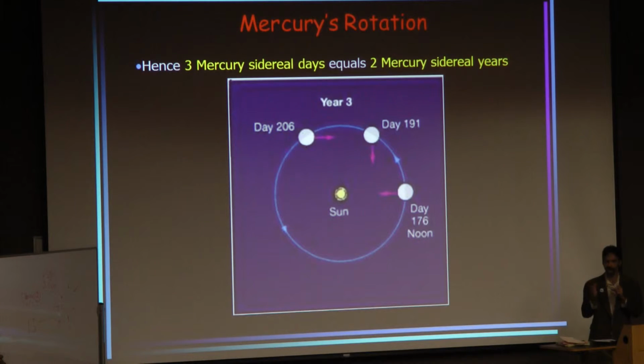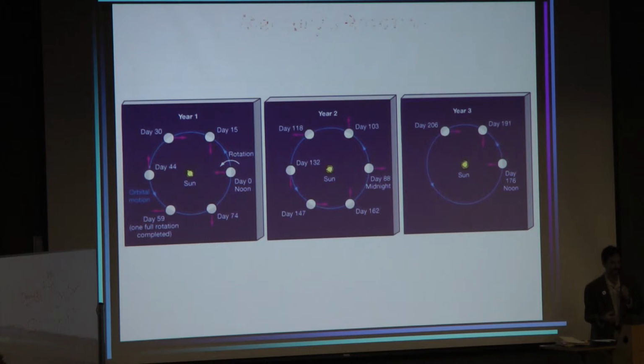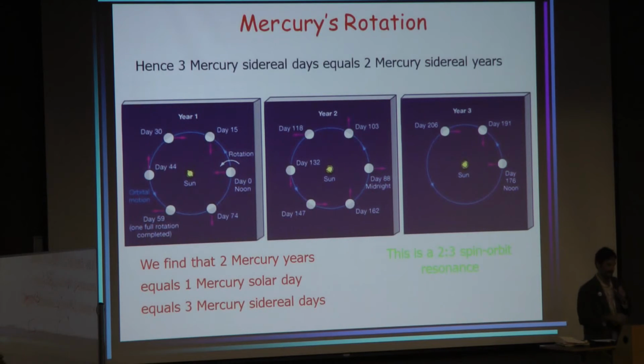There's got to be a physical force that keeps this happening, and it's that gravitational traction on the Caloris Basin I was talking about. So this is just a summary of what I was just talking about. And so again, we find that 2 years on Mercury corresponds to just 1 solar day, but 3 sidereal days on Mercury. And so this is a 2 to 3 spin-orbit resonance, because we look at the 2 Mercury years and the 3 days. That's where the 2 to 3 ratio comes from.